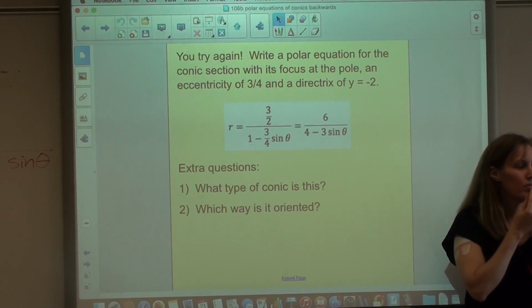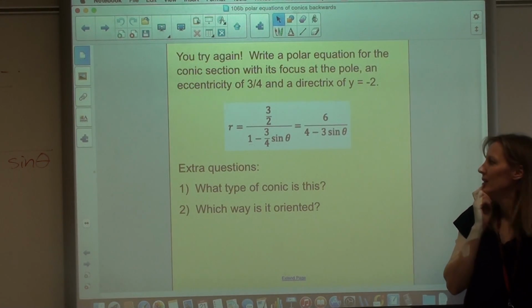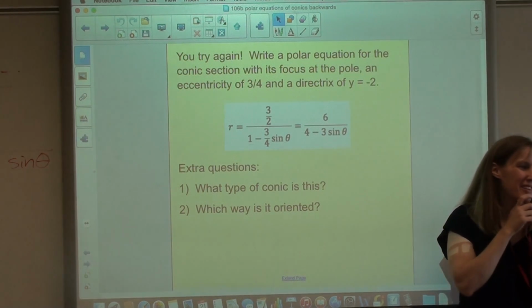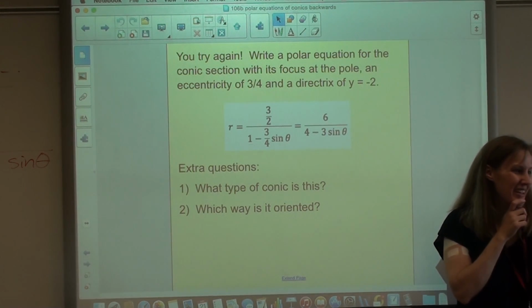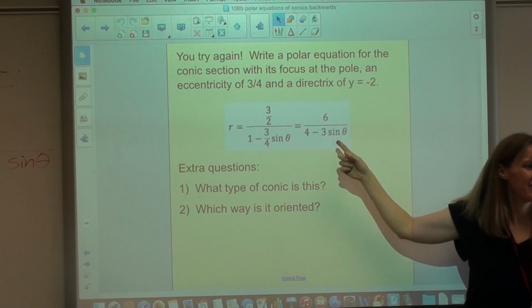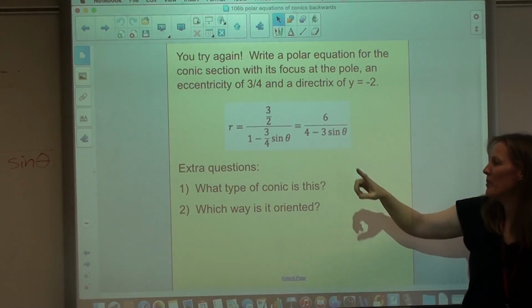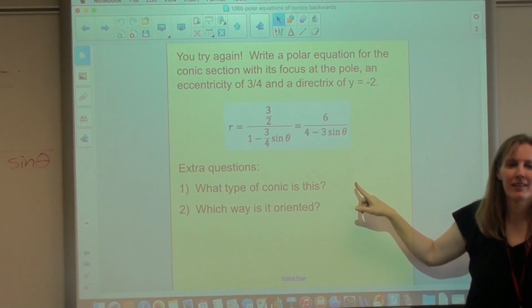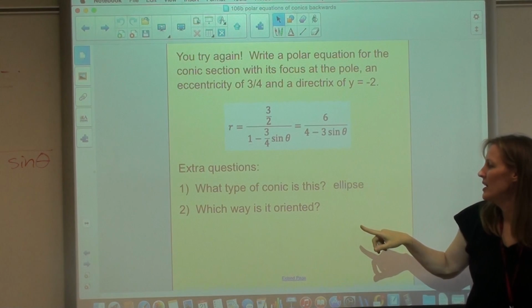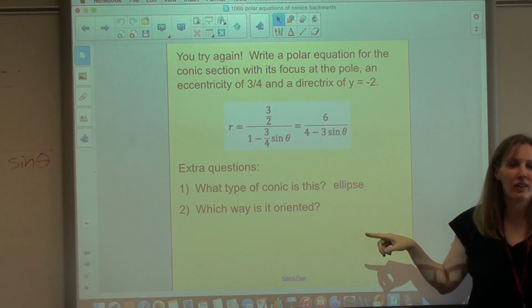Can you leave it on the left side? Yeah, but this is so much better, because D is always positive. Okay, what shape is this? What type of conic? This is an ellipse. Is it horizontal or vertical? Vertical.